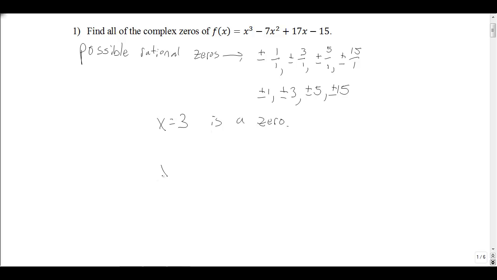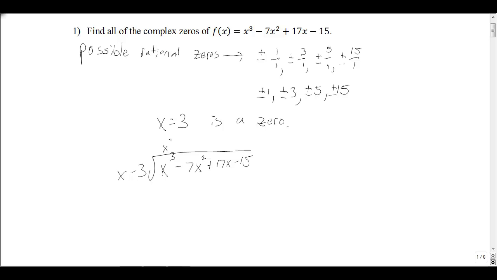Well, I'm going to take my x cubed minus 7x squared plus 17x minus 15 and divide by x minus 3, so x minus the root here. That will factor out the x minus 3 and let me see what's left. I know that will be a quadratic, so worst case I can use the quadratic formula to find the rest of the roots. So I'm going to do my long division.